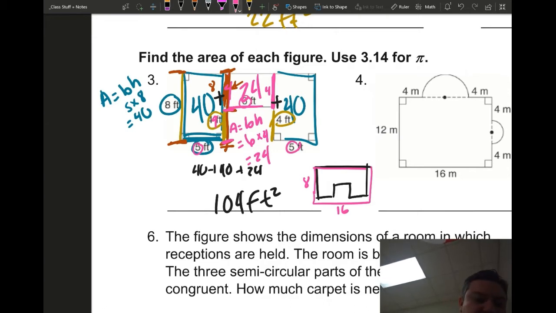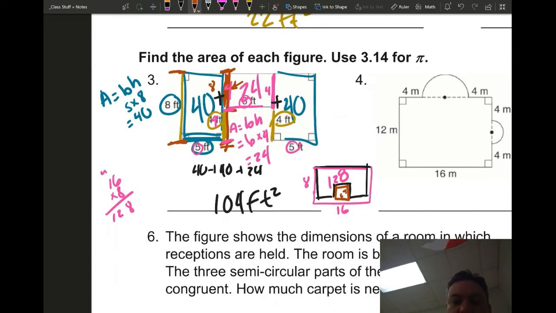8 times 16. That's 80 and 40. That's 120. No, 128. And if you find this right here, you can just go ahead and subtract it. And that one is a 6 by 4. So 128 minus 24, because we found it, is 104. Same thing. You can find it like that as well.